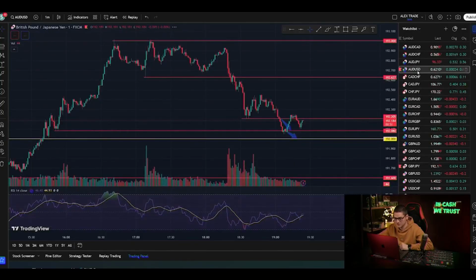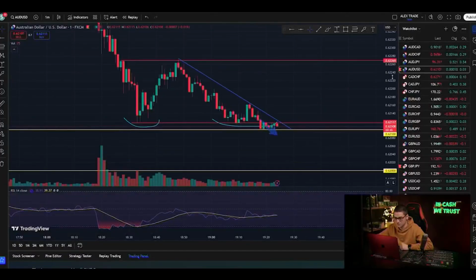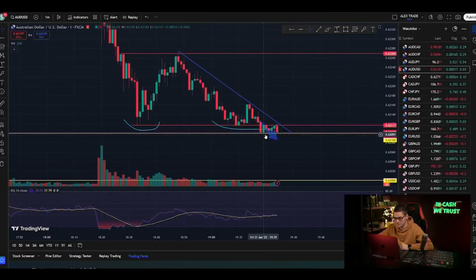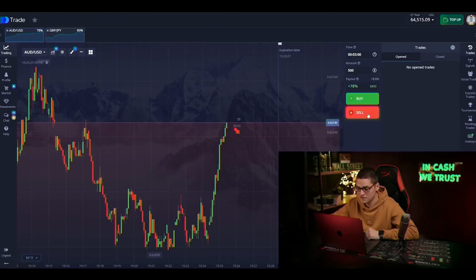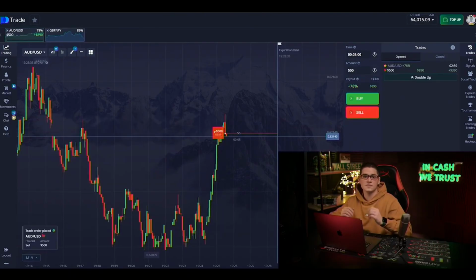We can see that the price is in a small range near the level. This is a good signal that the price is about to break out. The volumes are small but quite stable. So, let's switch to the trading terminal and of course open a short position with a volume of $500.